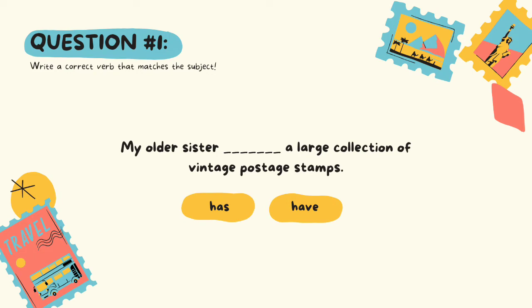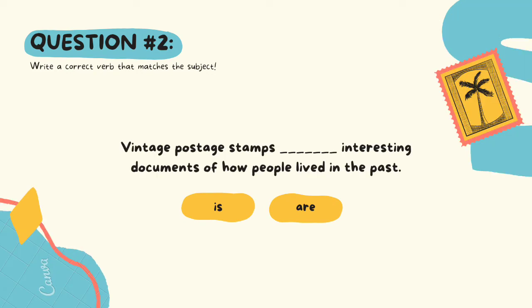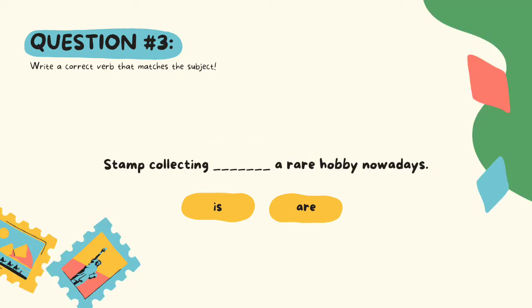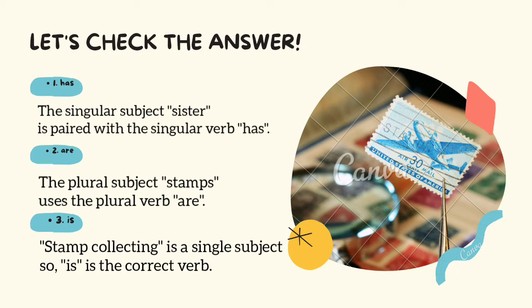First question. Second question. Third question. In the first number, the answer is has. Why? Because the singular subject sister is paired with the singular verb has. The second number, the answer is are. Why? Because the plural subject stems uses the plural verb are. The third number, the answer is is. Why? Because stem collecting is a single subject, so is is the correct verb.